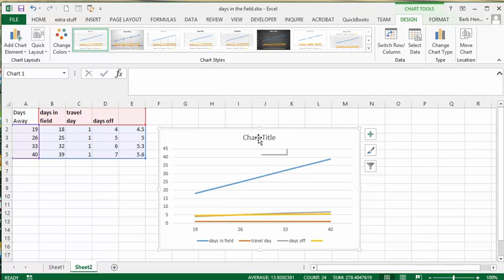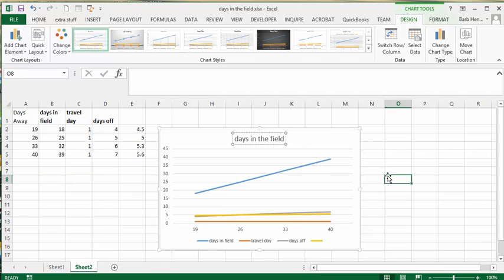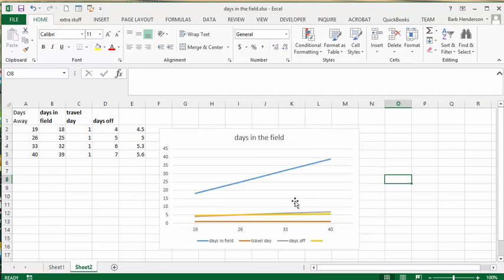So you could, of course, change the title to Days in the Field. So that's my answer to the question that was posed, and I think that this chart would be the best way to answer this question. So that's how you calculate days in the field relative to days off.